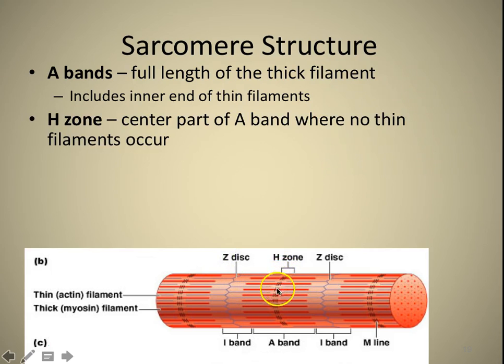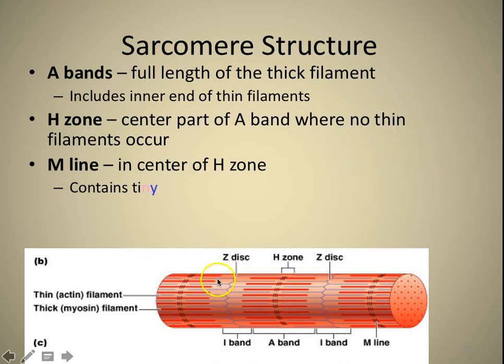This H zone is that central portion of the A band where the thin filaments do not extend. There is something called, you can see sort of black dashes, the M line. That is the center of the H zone. We'll talk a little bit more about that in a bit. But basically what's going on is that it's essentially supporting the thick filaments in the middle.